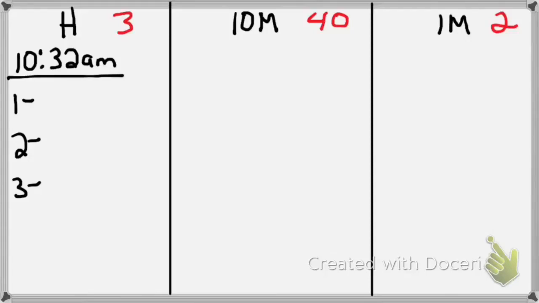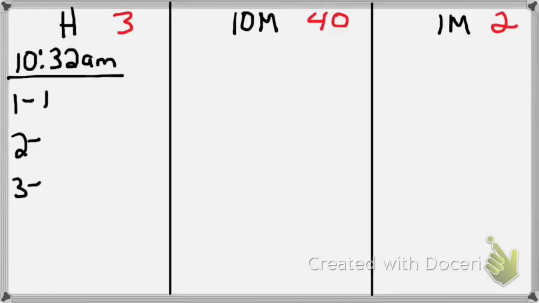Now I'm going to simply count by hours and rewrite the new time as I go. It is important because AM and PM may change. Even though it's annoying, it is important to continuously write the AM or PM as you go. So, I start at 10:32 a.m.